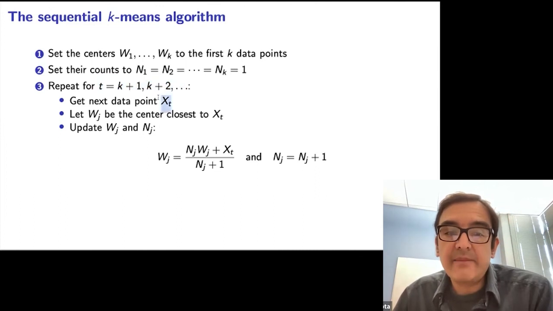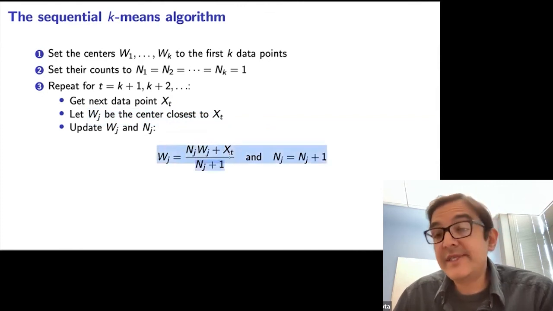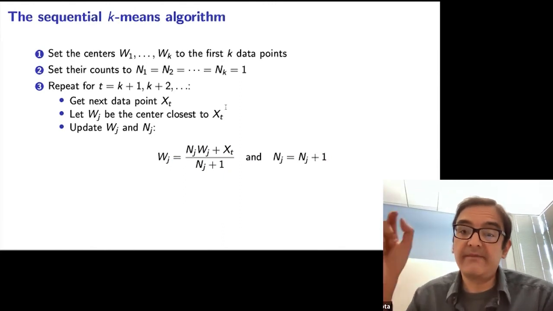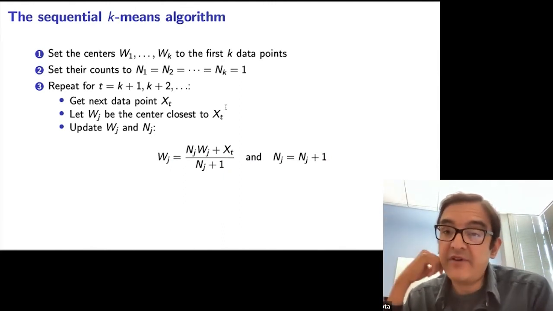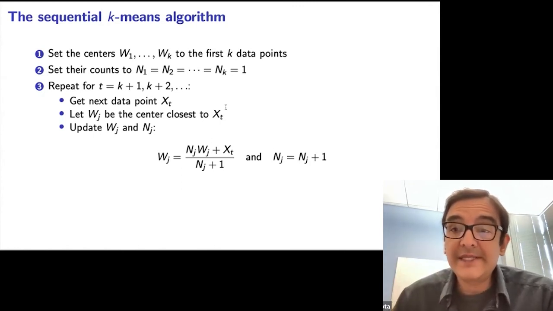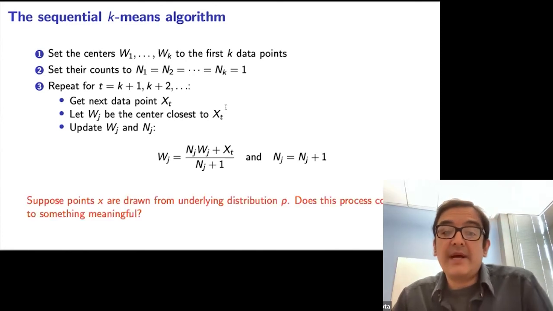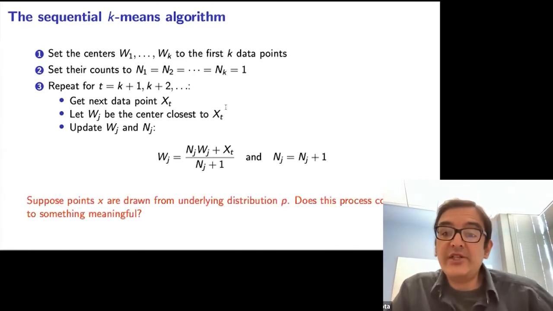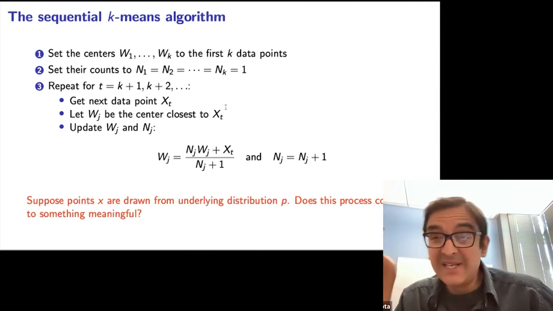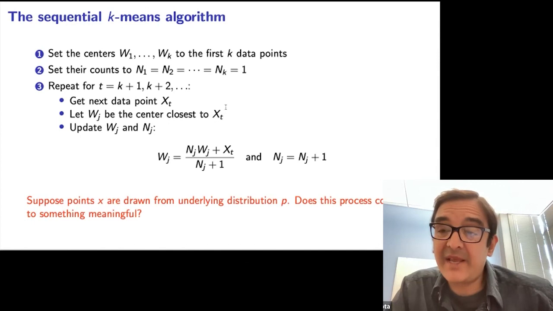You get the next data point, you find the closest center to it, and then you update that center to just average in the data point. That's it. So it's a very simple algorithm. You get the next point and you just average it in to the closest center. And the question is, can we say anything at all about this? In the situation where the points x are drawn from some underlying distribution, does this process converge to something at all meaningful? What does this do?